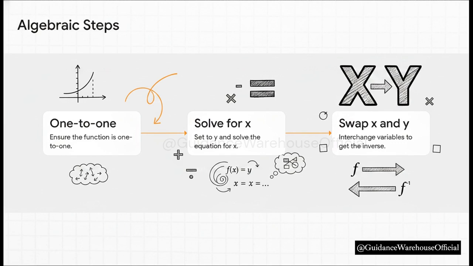Second, write the function out using a y instead of f of x, and then just do the algebra to solve for x. You want to isolate x completely on one side of the equal sign. And third, the grand swap. Literally erase the x and write y, and erase the y and write x. That new y you just wrote, that is your inverse function.